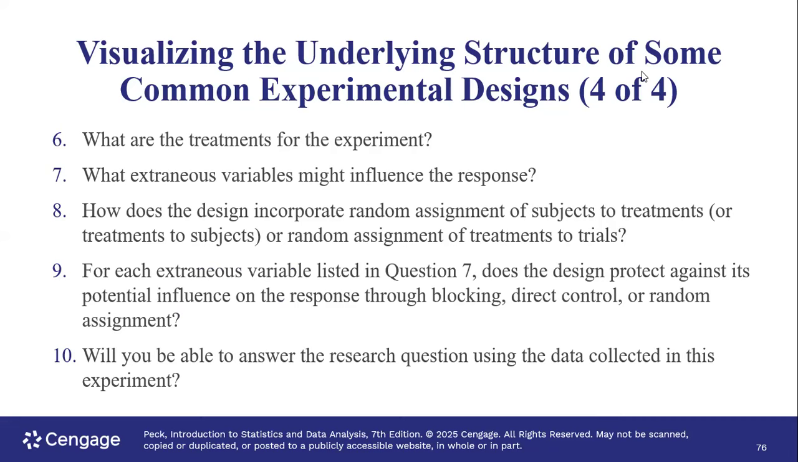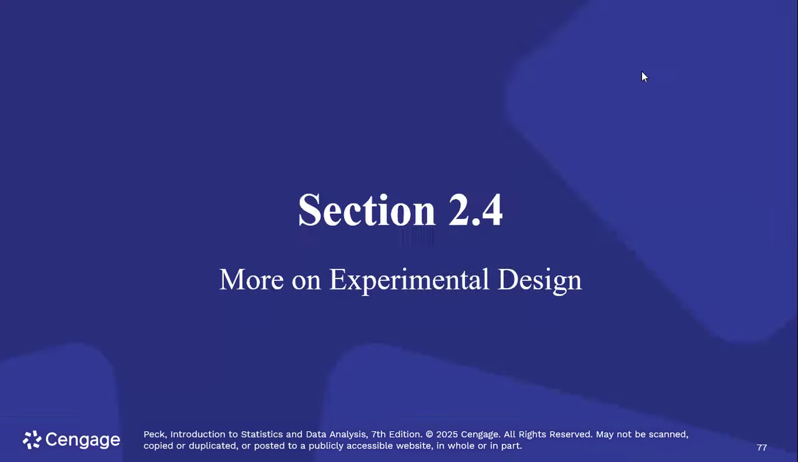How does the design incorporate random assignment? One of the methods we talked about is a random number generator, for example. Another method is to write the numbers on slips of paper, put them in a container, shake it up and then randomly select. All of this we are doing is so that there is no bias in our selection process.